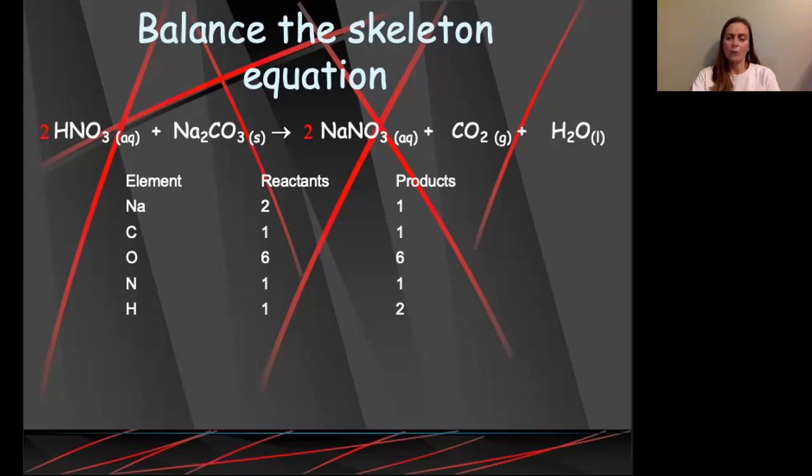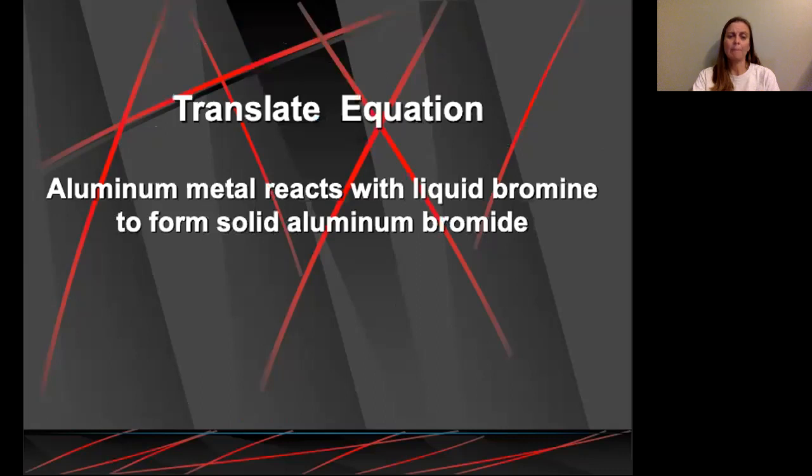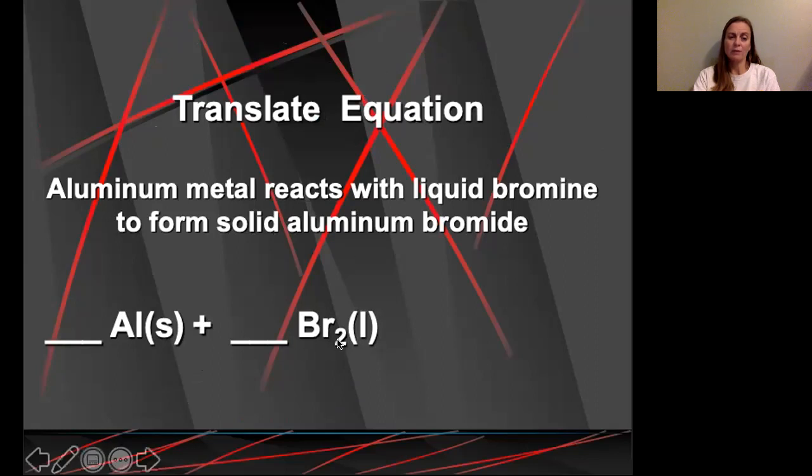Okay, so next example, we're going to have aluminum metal reacting with liquid bromine to form solid aluminum bromide. So aluminum metal, as a metal, is going to be a solid unless it's mercury. This is why we learned our few that are liquids. It reacts with liquid bromine. And remember, bromine is one of our diatomics, so we're always going to have the little 2 down there, to form, so we have an arrow, solid aluminum bromide.